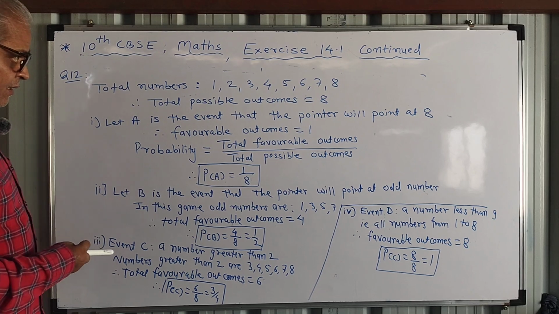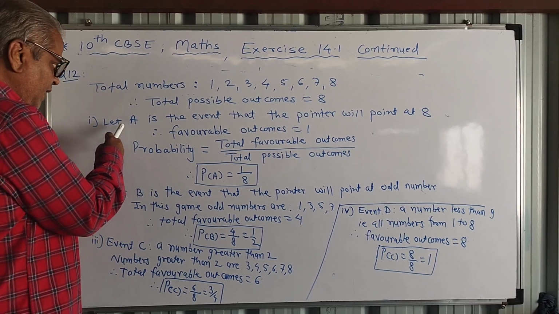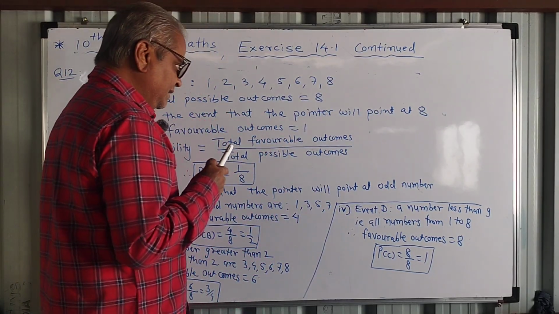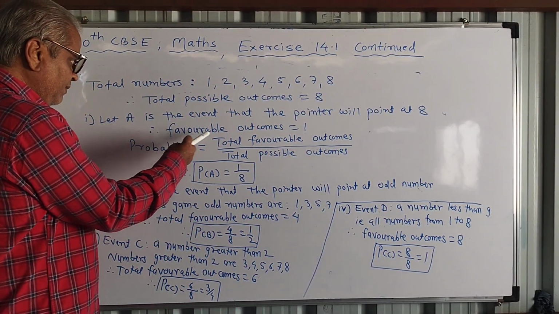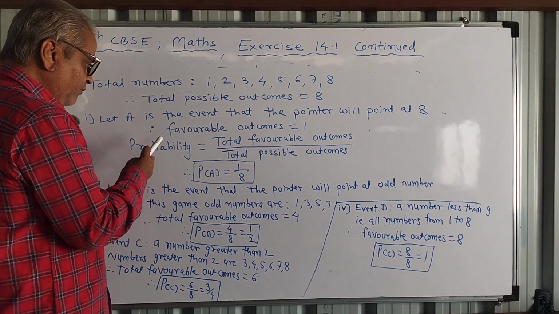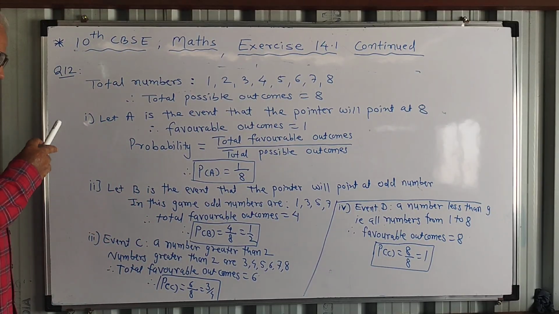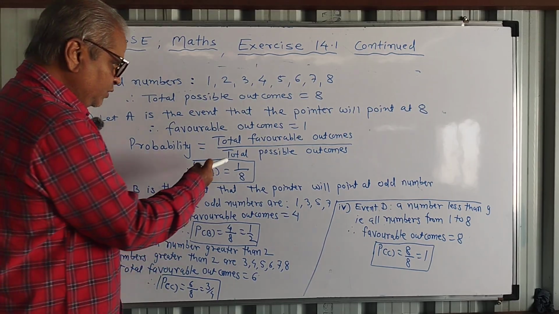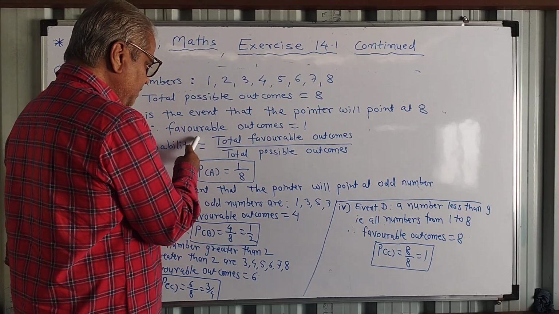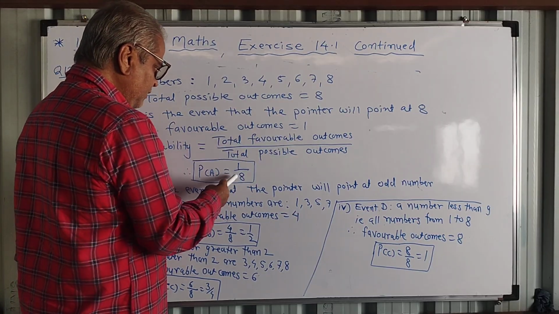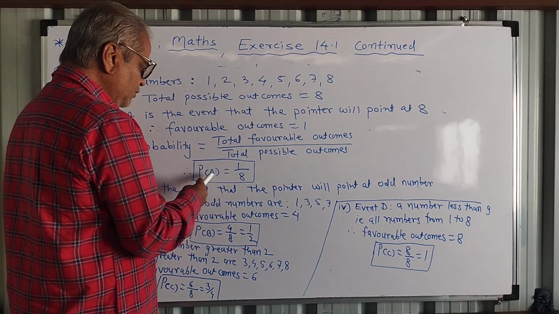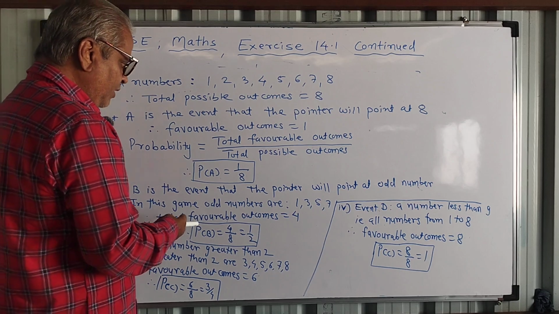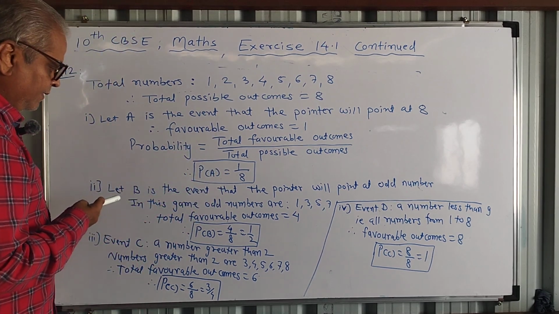First event is the pointer will point at 8, so let A be the event that the pointer will point at 8. So therefore favorable outcomes is equal to 1, right? Once the formula, that is probability is equal to total favorable outcomes upon total possible outcomes. For this event, favorable outcomes are 1 and possible outcomes are 8. So probability of event A, that is the pointer will point at 8, will be 1 upon 8.